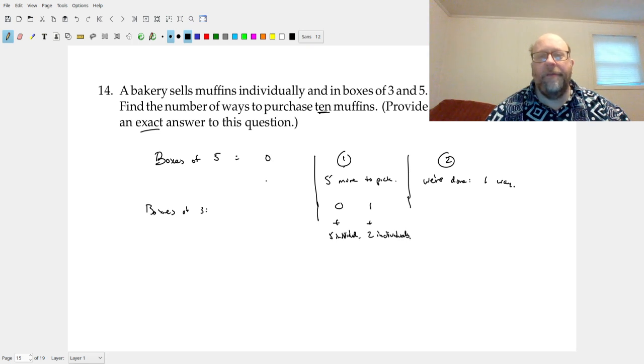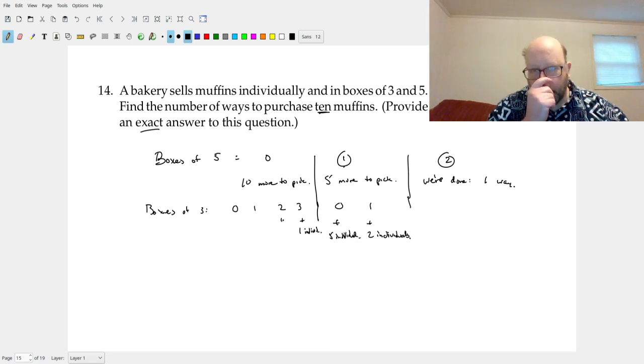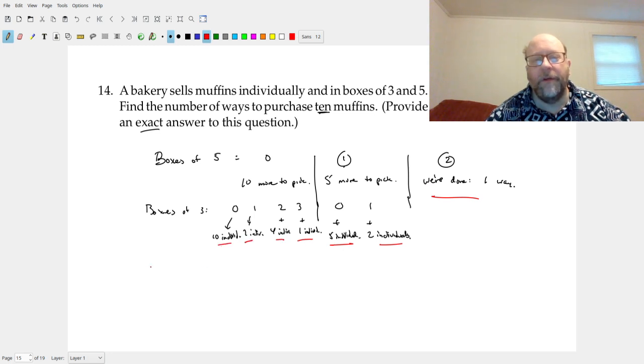If I have no boxes of 5, that's 10 more to pick. And so for my boxes of 3, I could go all the way up to 3 boxes of 3. Plus, I would still need 1 individual muffin left over. 2 boxes of 3 would only be 6, so I would still need 4 individual muffins. 1 box of 3 would require 7 individual muffins. And no boxes of 5 and no boxes of 3 mean I'm buying all 10 muffins individually. The question is, how many ways of doing that? Well, we've written them all out. It's 1 way here, 2 ways here, so that's 3, 4, 5, 6, 7. 7 ways.